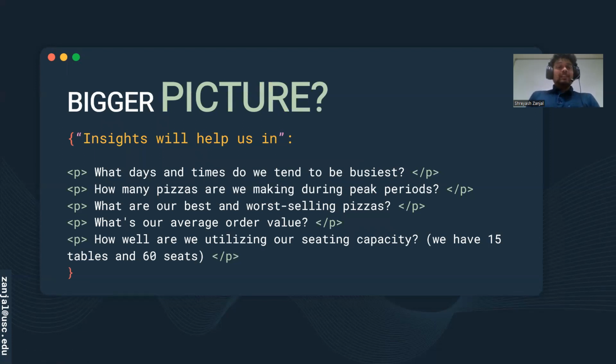When we look at the bigger picture of this project, the insights will help us understand which days and times tend to be the busiest, and how many pizzas we are making during those periods. They show the best and worst selling pizzas, which is really important for any restaurant, the average order value during a day, a week, or a month, and how well we could be utilizing the sitting capacity of each restaurant.